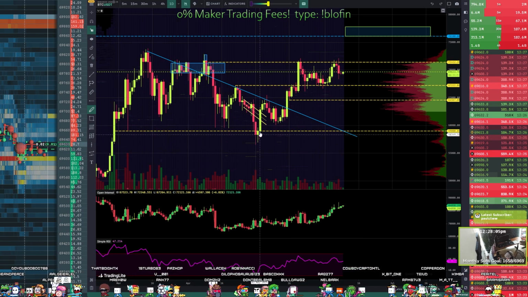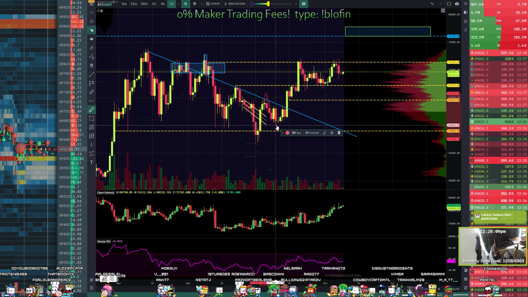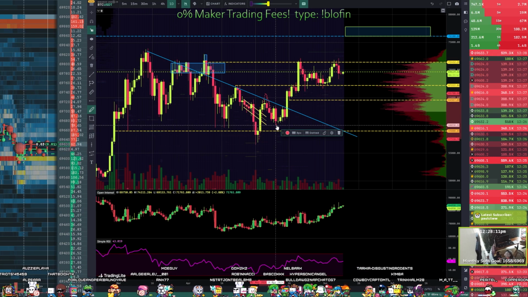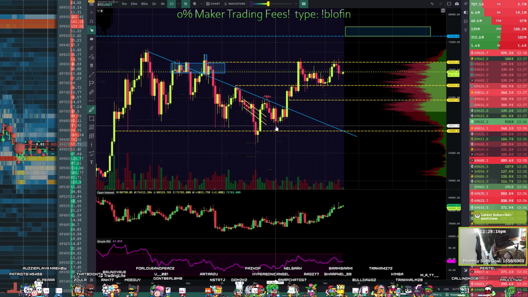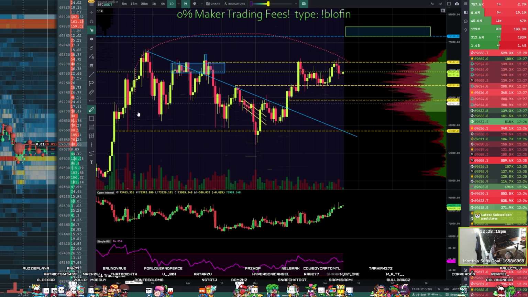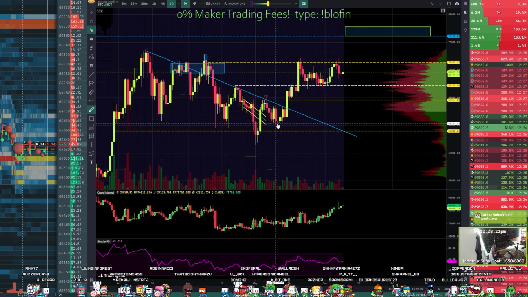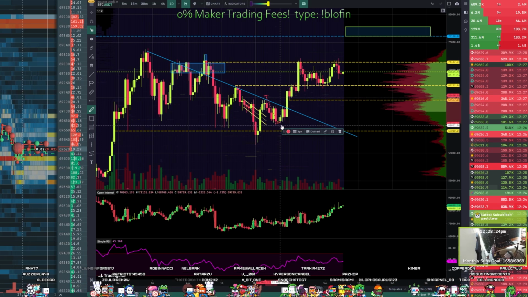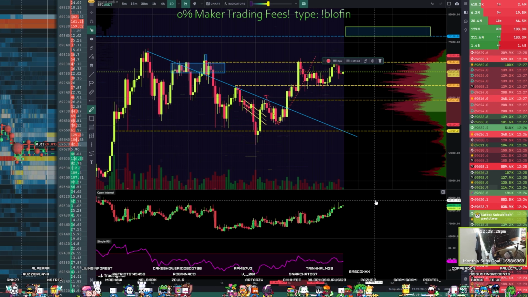How many of y'all remember when we were pumping and I said, hey, watch out for the golden pocket pullback? I'm not the guy that's popping bottles and happy about this. I'm trying to see the whole picture. Imagine being the guy that's happy about shorting this move, but completely misses this. What are you doing?